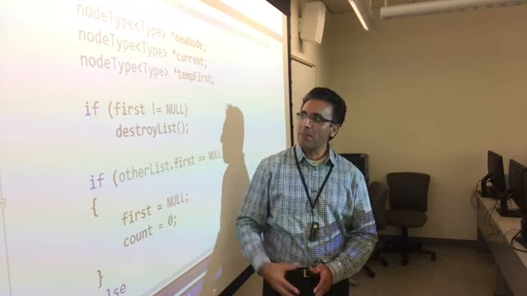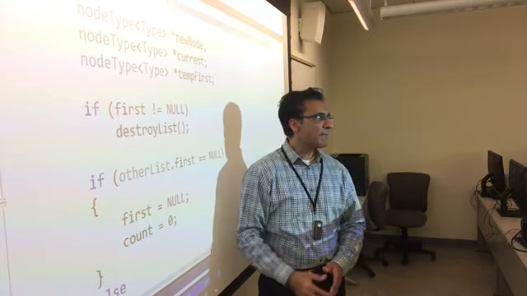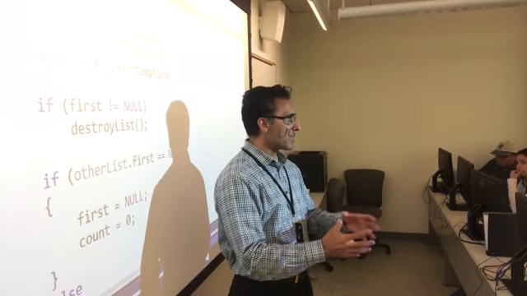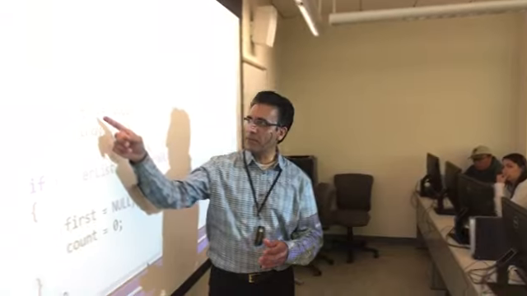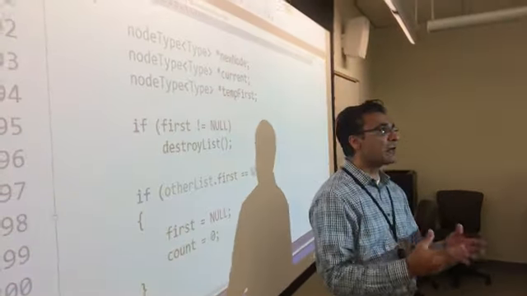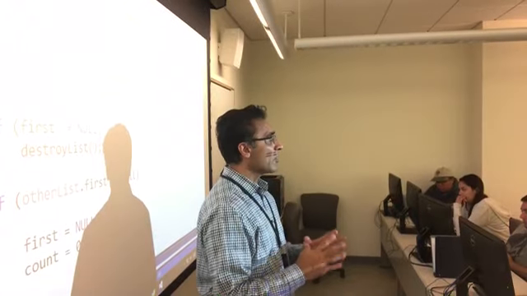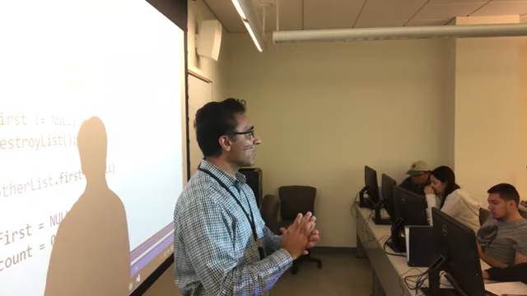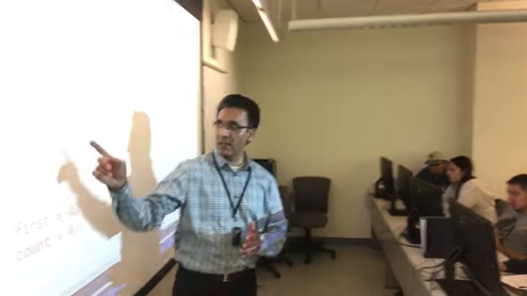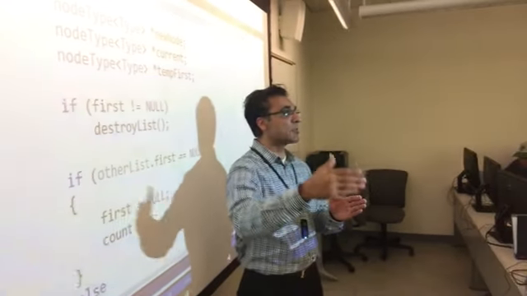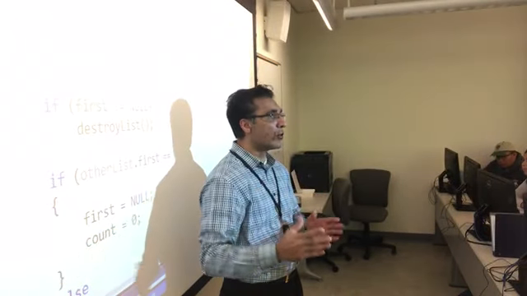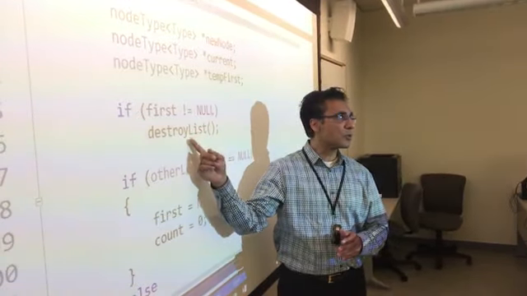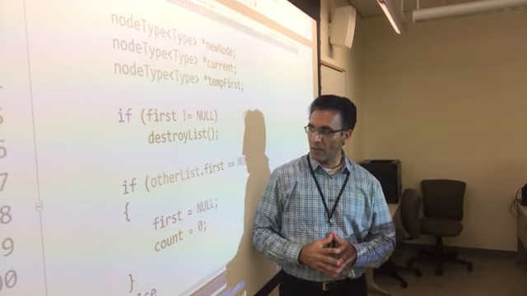So when I want to make a copy, the first thing I'm checking is whether first, our pointer in the protected data member, is not null. If first is not null, it means first is already pointing towards another list. First is already assigned to another list. If that's the case, I want to get rid of the previous list. I want to clear the previous list. I say clear, destroy that list. And we talked about destroy list in our last lecture as well.